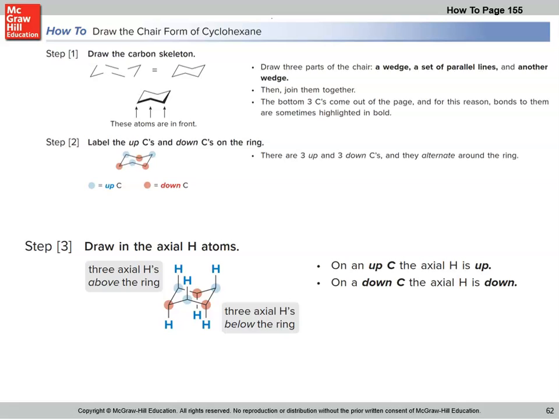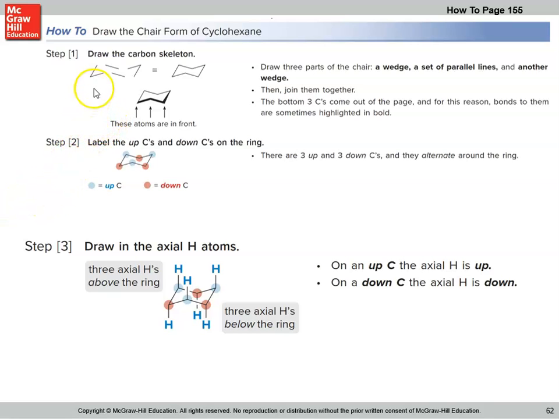I recommend spending a little time practicing drawing this type of skeletal structure with the chair conformation. We'll do some of this in class and it's going to be helpful. It's not easy to draw these out, really. It's something you need to practice a few times to get the hang of it. So the book gives you nice steps on how to do this. The first step is laid out pretty simply.